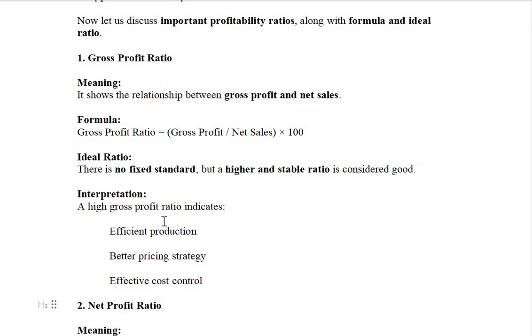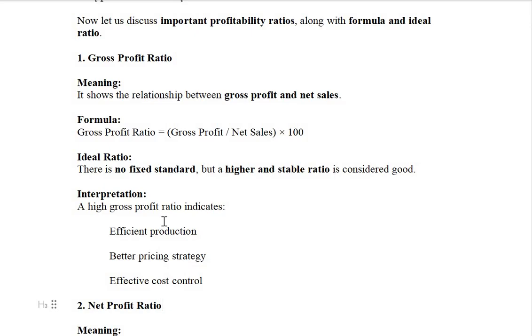So gross profit ratio is equal to gross profit divided by net sales into 100. There is no fixed standard for the ideal ratio, but we have to maintain the gross profit ratio at a higher percentage. Whenever you are maintaining a higher percentage of gross profit, it is considered good. So how do we write the interpretation when you have a gross profit ratio?